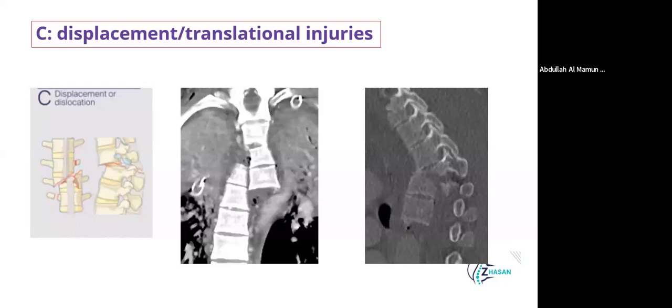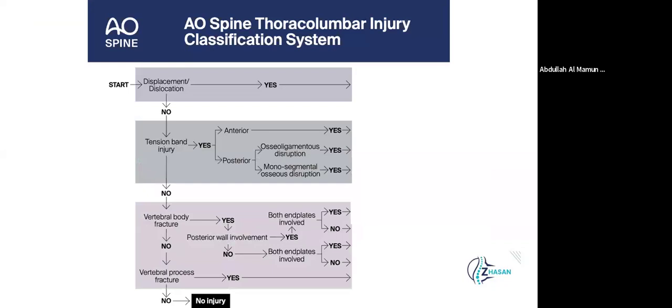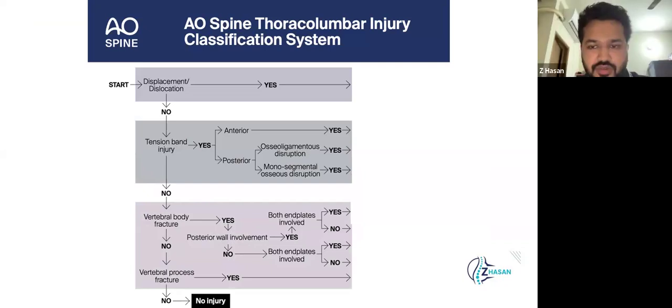So if we see the algorithm by a hierarchy system, first we indicate if there is any dislocation or displacement. Now, if you have displacement or dislocation in the X-ray, Mohan bhai, let me interrupt.